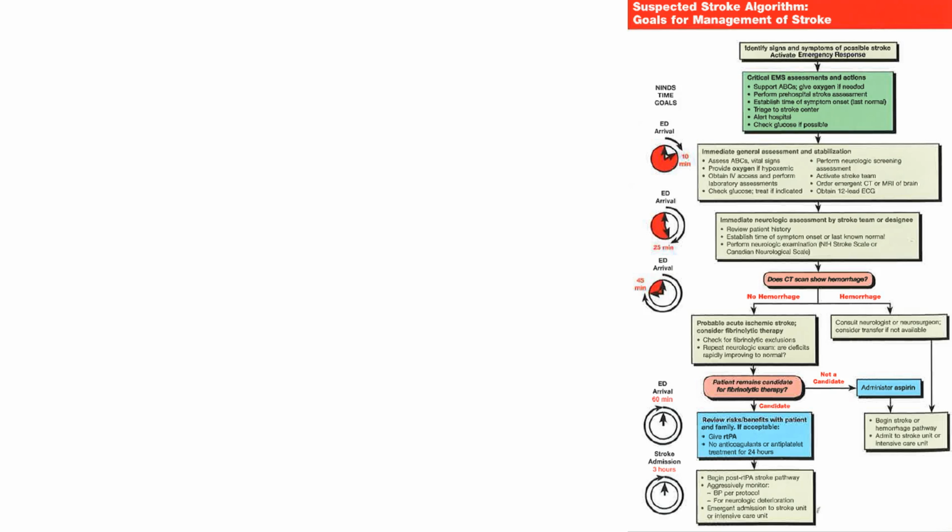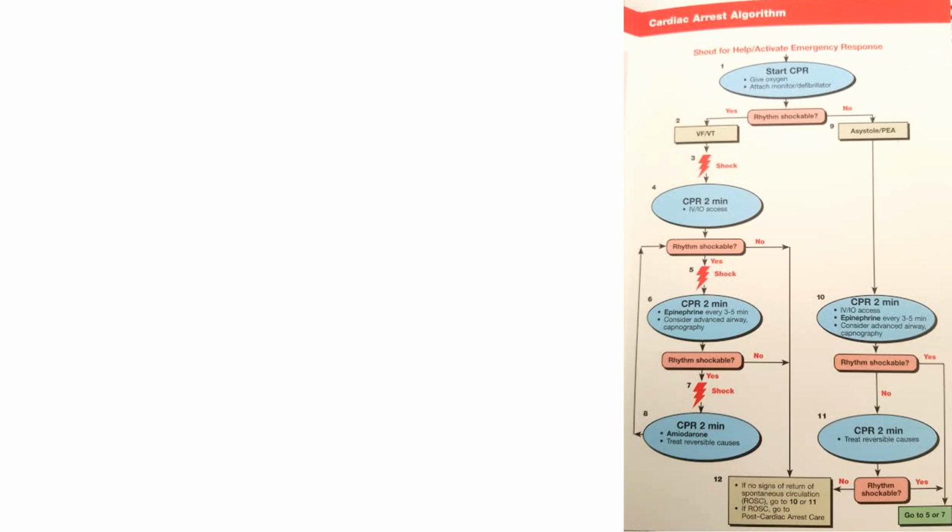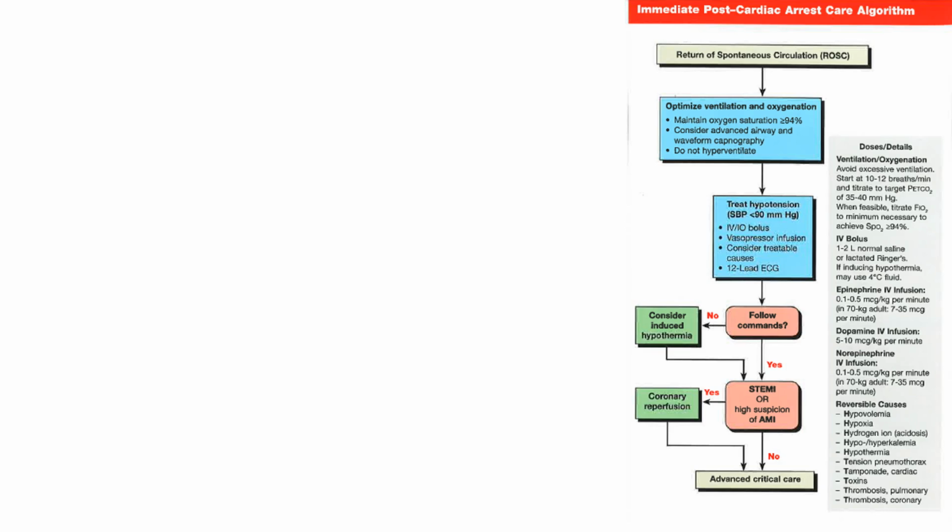So previously, a quick overview of what we've covered. Going back, we talked about this circular algorithm for cardiac arrest. In other words, somebody's heart stops, showing how you just repeat the same thing over and over again. This is more showing an algorithm approach, so it's just linear. And then this one here is after the person has come back and now their heart's going again. They call this return of spontaneous circulation, ROSC.